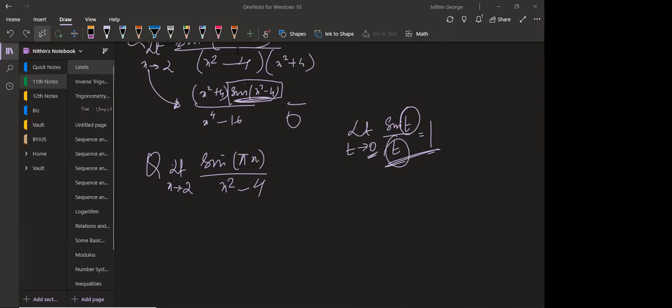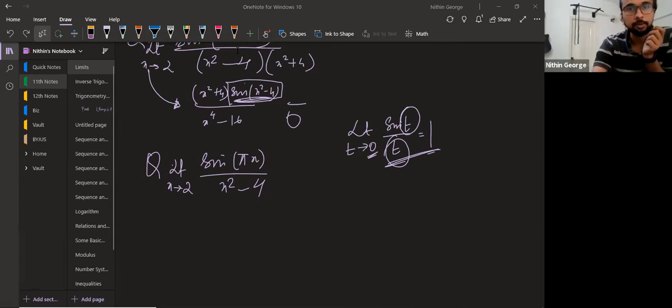Yes, sir. All right, noted. So sine of pi x. I want this quantity first to tend to 0. That's the idea.